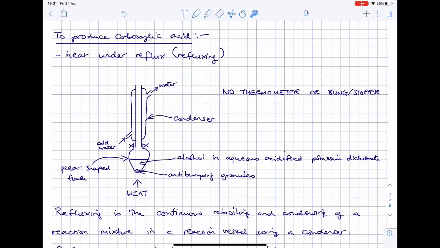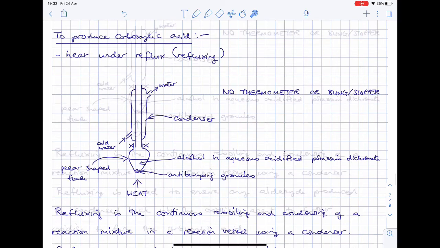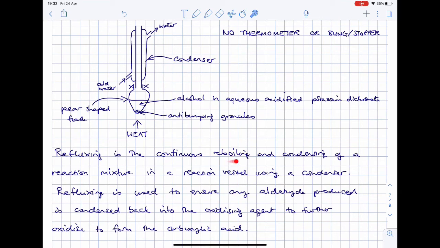However, if we want to produce a higher yield of the carboxylic acid rather than the aldehyde when we oxidise a primary alcohol, we will heat the reaction mixture under reflux, and this is how we draw the apparatus. The most common mistake people make with this diagram is they put a bung or a thermometer here, which we don't do. So refluxing is the continuous reboiling and condensing of a reaction mixture in a reaction vessel like a round bottom flask or a pear-shaped flask.